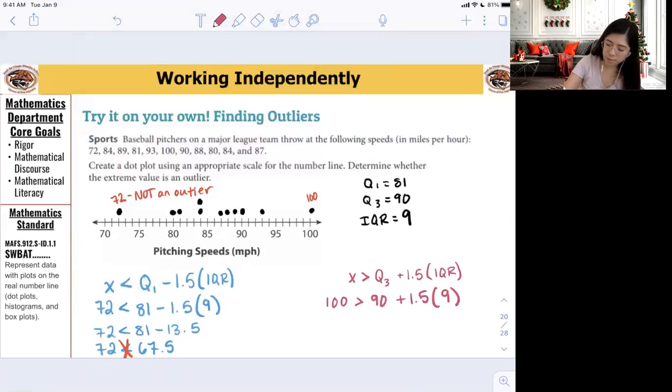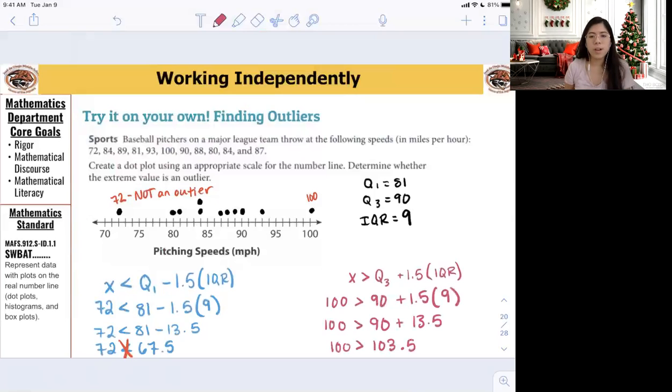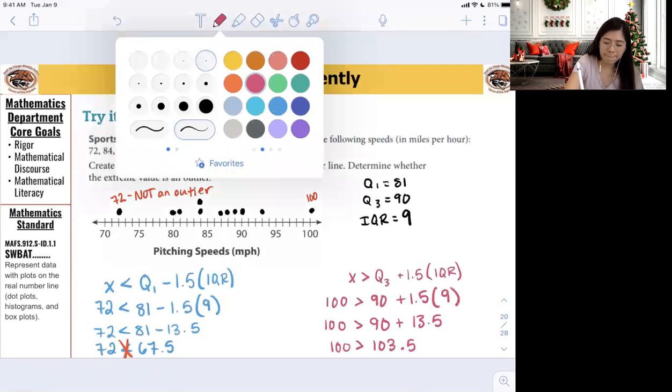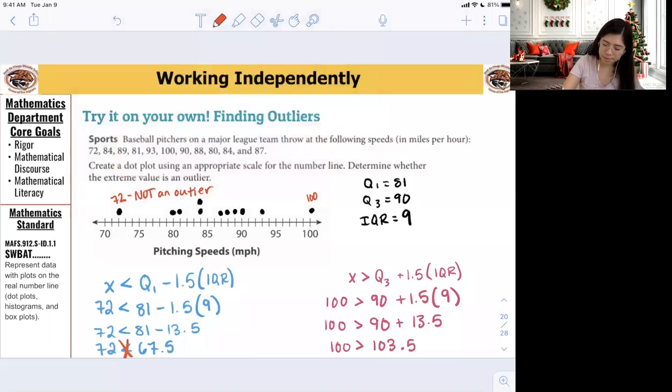So all we need to do is, what is 90 plus 13.5? 103.5. Is 100 greater than 103.5? No. So 100 is not an outlier either.